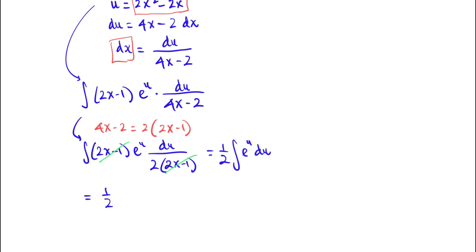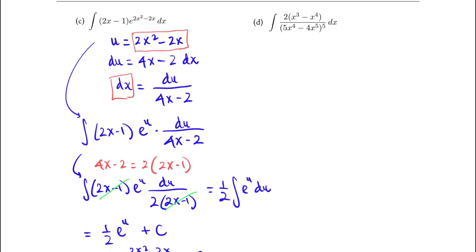1/2 is a constant multiple, so we would rewrite this. The antiderivative of e to the u is again e to the u plus c. There's no u in the given expression or integral, so we would do a back substitution. 1/2 e raised to the power 2x squared minus 2x plus c. And that is the final answer.